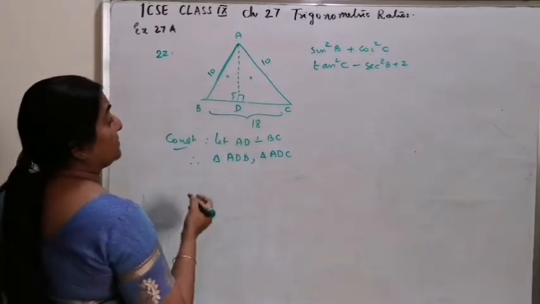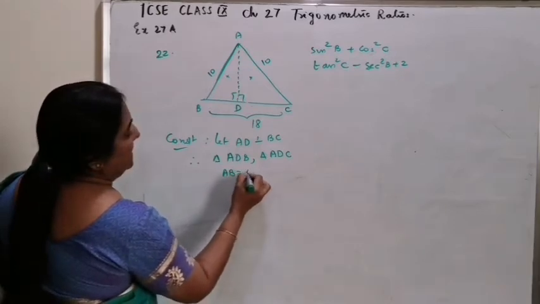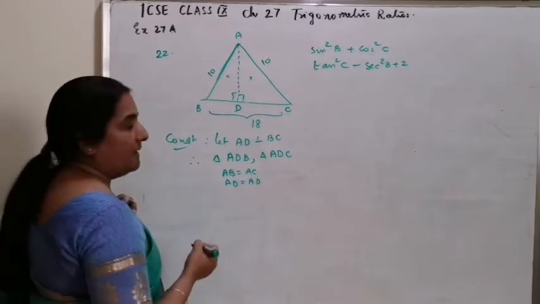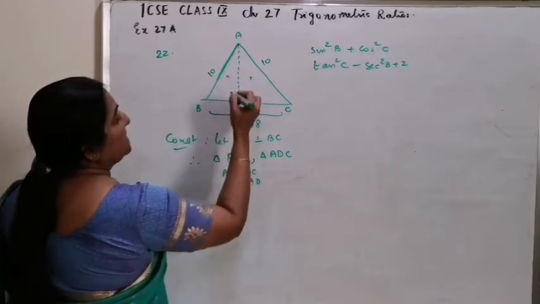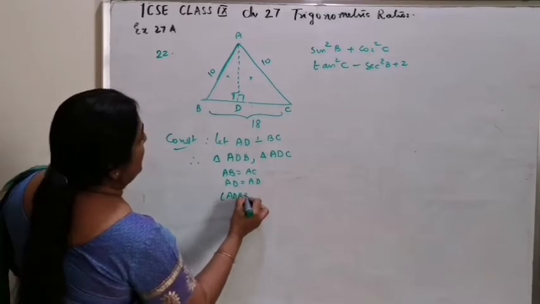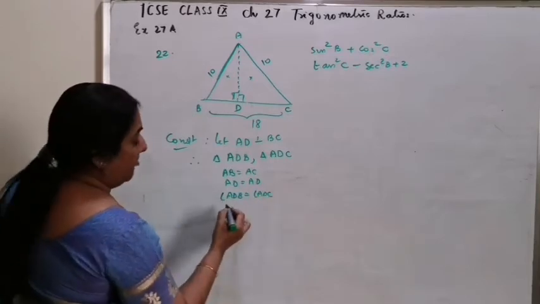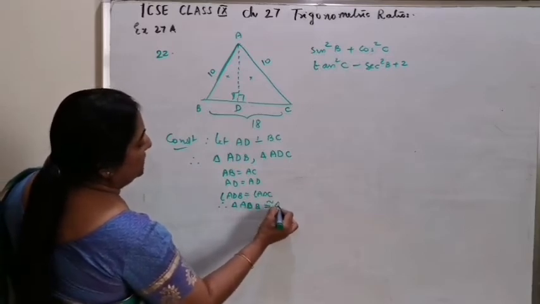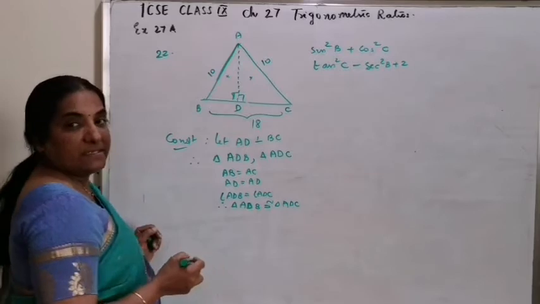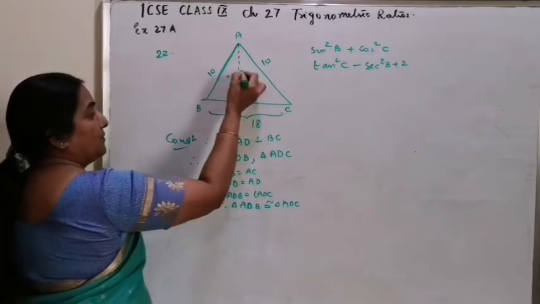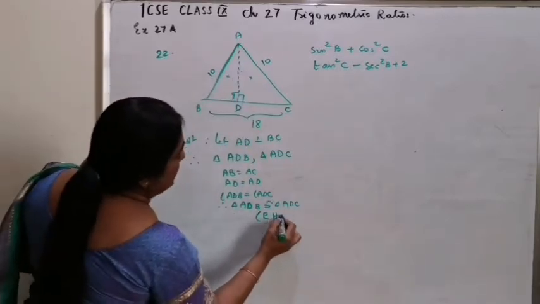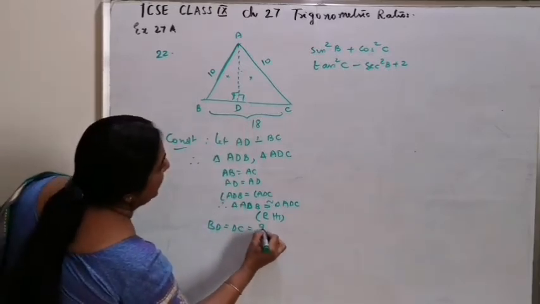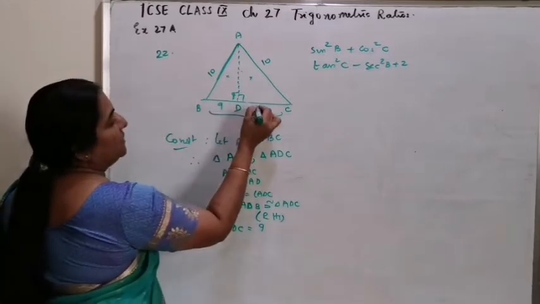How do you prove them as congruent? AB and AC are equal, AD is equal to AD, common, and the two angles, angle ADB is equal to angle ADC. Therefore, triangle ADB is congruent to triangle ADC by right angle hypotenuse side, RHS. What happens is BD and DC are of equal length, which we will take as 9 units.